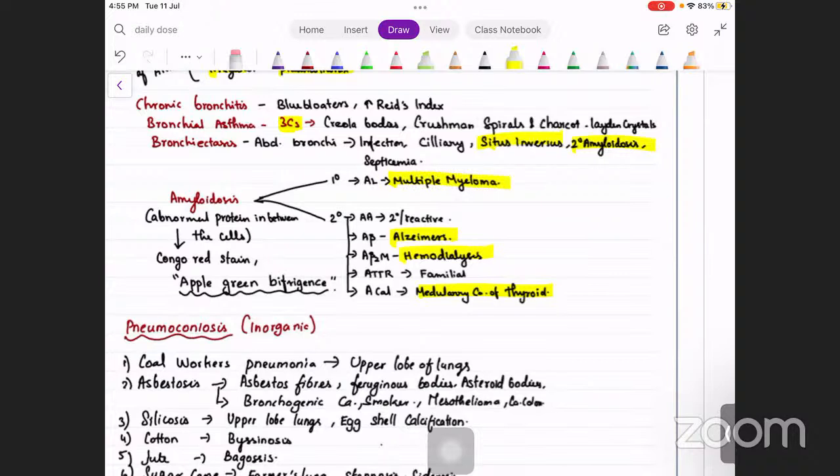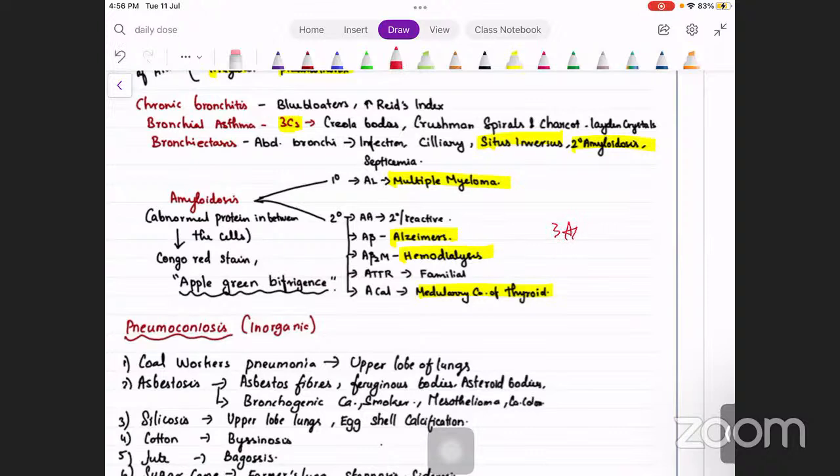Now, speaking about amyloidosis, what are the things you have to know? Congo red stain, apple green birefringence, AL multiple myeloma, A beta Alzheimer's, A beta 2M associated with hemodialysis, and ACAL medullary carcinoma of thyroid. Okay, these are the things you have to remember in case of amyloidosis, 3-star to 5-star rated.